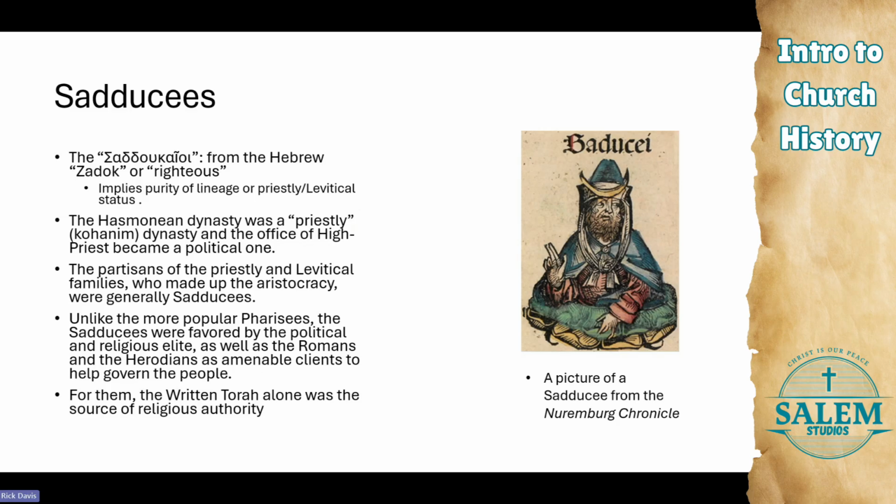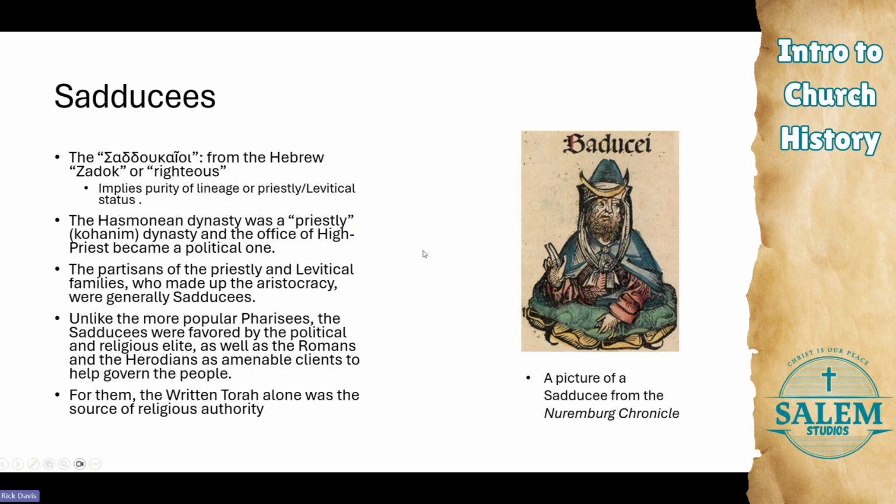And so the partisans, or the sectarians, who were primarily made up of priests and Levites, the sort of upper crust of Judean society of that time, the religious and political elite. They weren't strictly priests and Levites, but they were priests and Levites and the people who sort of supported them. The aristocracy were generally Sadducean in their affiliation. And you can see this nice anachronistic inlay from the 15th century here from the Nuremberg Chronicle of a Sadducee.